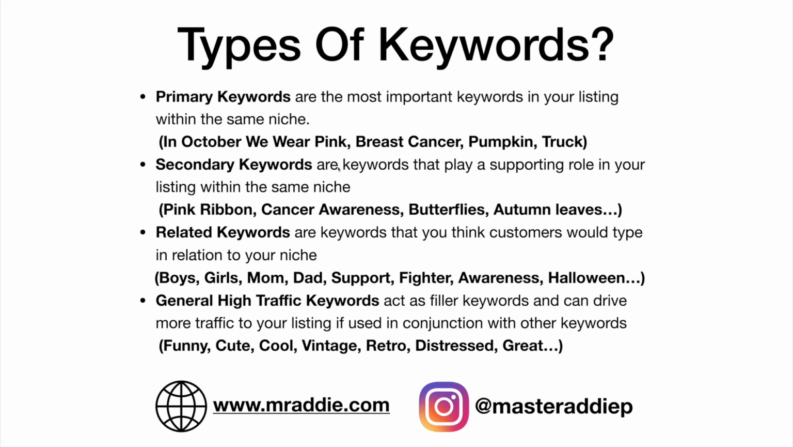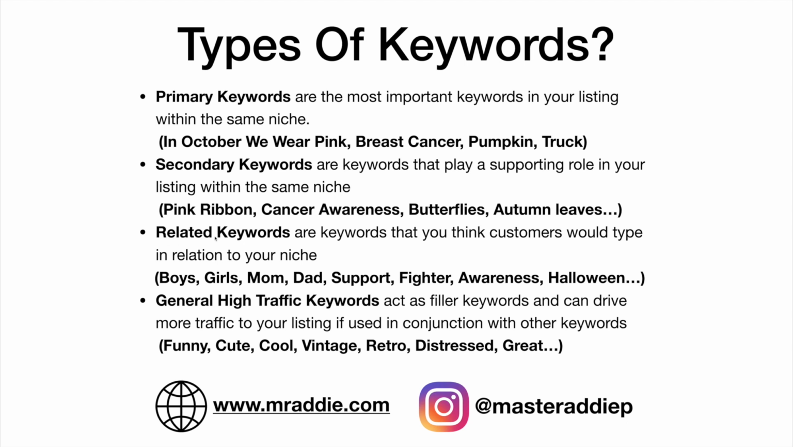Next, we've got secondary keywords. These keywords are keywords that play a supporting role in your listing within the same niche. An example would be pink ribbon, cancer awareness, butterflies, autumn leaves. So we wouldn't call these primary keywords, right? Yes, they do have a relationship with our design, but they're not the same as breast cancer or in October we wear pink. If a t-shirt says in October we wear pink, that is primary. But anything related to it, very related to it, and closely related to it, that is a secondary keyword.